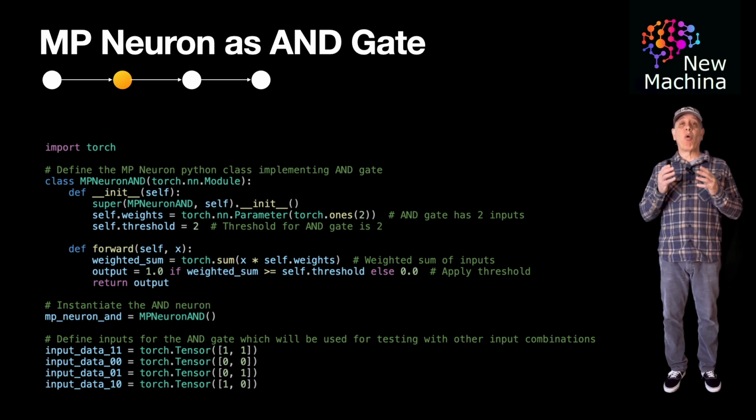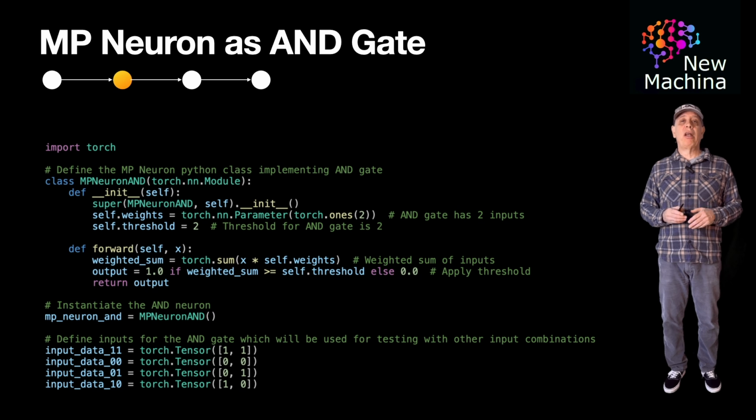Next, I override the forward method and put in my own activation logic. The input vector x is element-wise multiplied by the weight vector. The resulting values are summed to calculate the weighted sum. Next, the weighted sum is compared to the threshold. If the weighted sum is greater than or equal to the threshold, the MP Neuron is activated and fires the output of value 1. Otherwise, it outputs a value of 0.